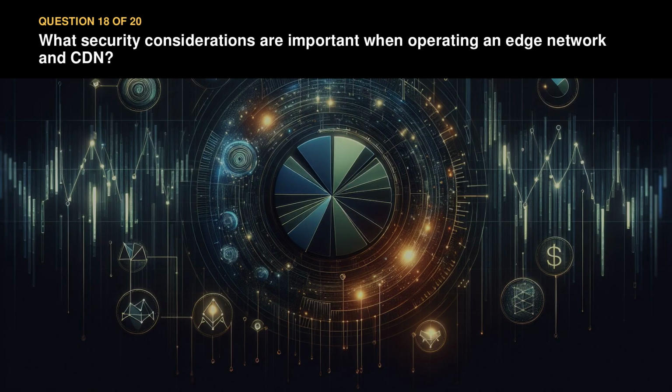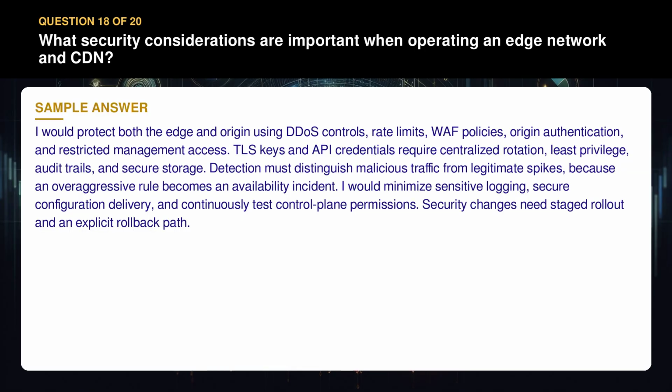Question 18. What security considerations are important when operating an edge network and CDN? I would protect both the edge and origin using DDoS controls, rate limits, WAF policies, origin authentication, and restricted management access. TLS keys and API credentials require centralized rotation, least privilege, audit trails, and secure storage. Detection must distinguish malicious traffic from legitimate spikes, because an overaggressive rule becomes an availability incident.